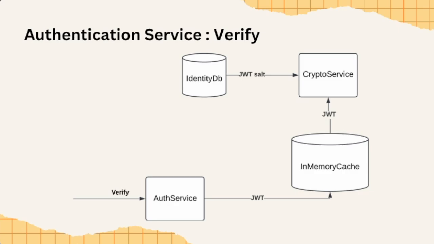And if there is a cache miss, the request will go to the crypto service, which will do the actual verification of the JSON Web Token, and it will write the valid JSON Web Token to the valid cache so that subsequent requests can be handled way faster.